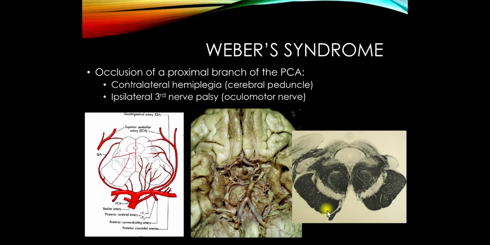Okay, so here's where the stroke is in Weber's syndrome. Ipsilateral third nerve, contralateral hemiplegia. And remember, that's what we've seen with every single brainstem syndrome that we've talked about. It's always ipsilateral cranial nerve involvement, contralateral, in this case, motor involvement.